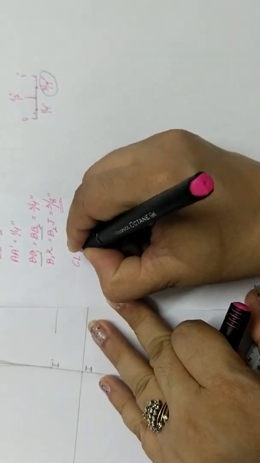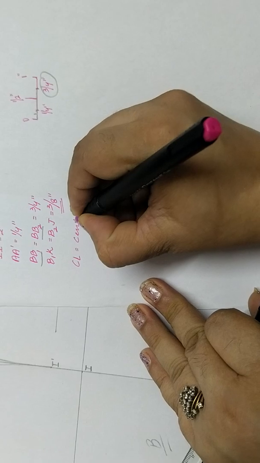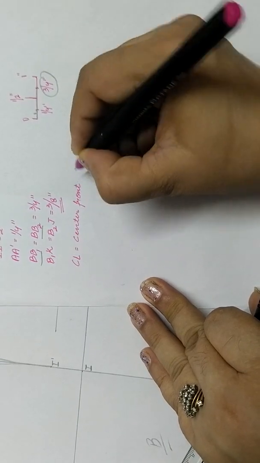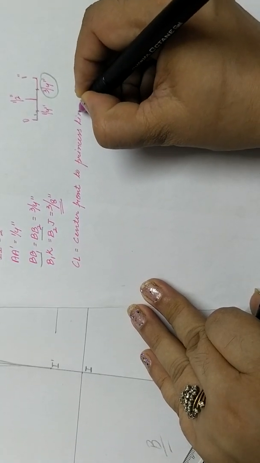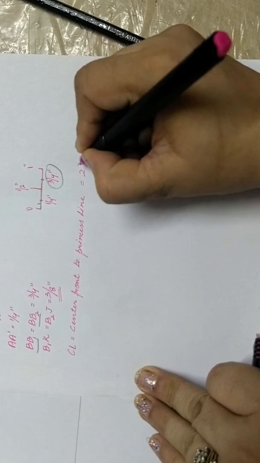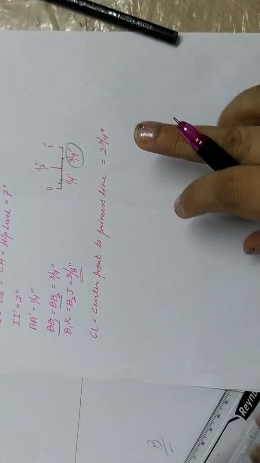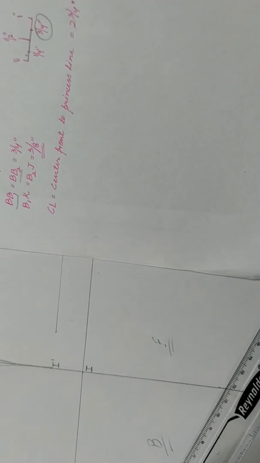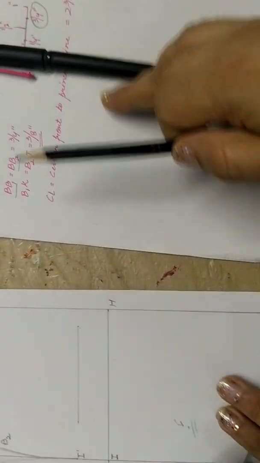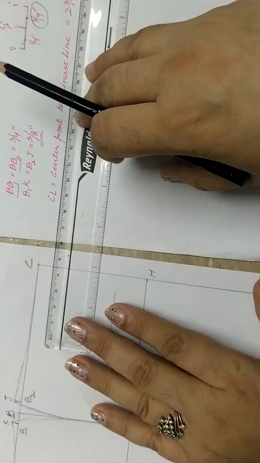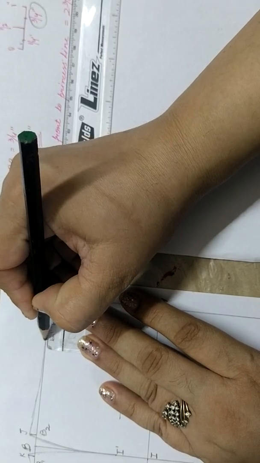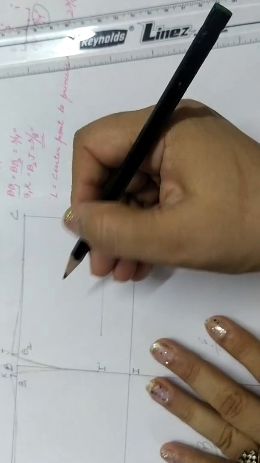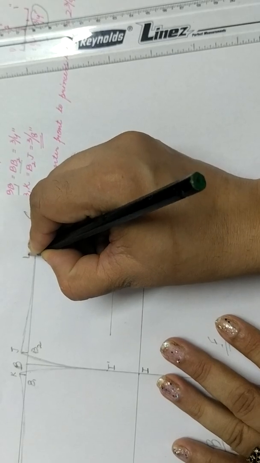So CL is equal to center front to princess line, and this is equal to 2/3/4 inches. If you remember bodies block में भी ये measurement हमने use किया था, so we are using it here also. So C2L 2/3/4 inches. So 2.5 के बाद में जो एक 2.5 और 3 के बीच में एक main division है, that is 2/3/4, and I am marking this point as L.